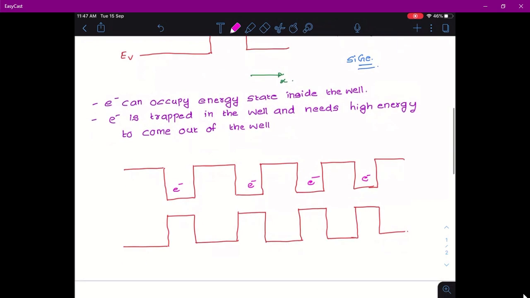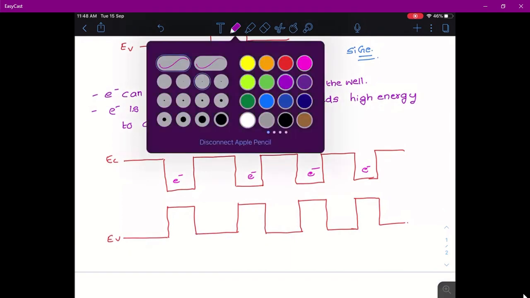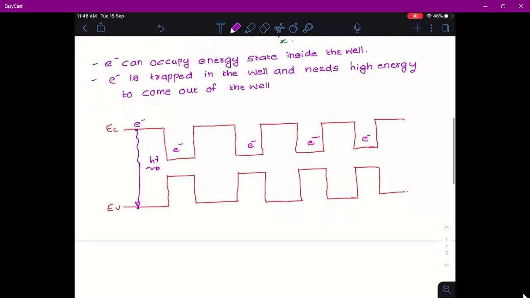Now, what is the speciality about this? If you consider an electron somewhere in the conduction band outside the quantum well, the electron can jump from the conduction band to the valence band, emitting an energy h nu as a photon. So the h nu is because of the Eg.